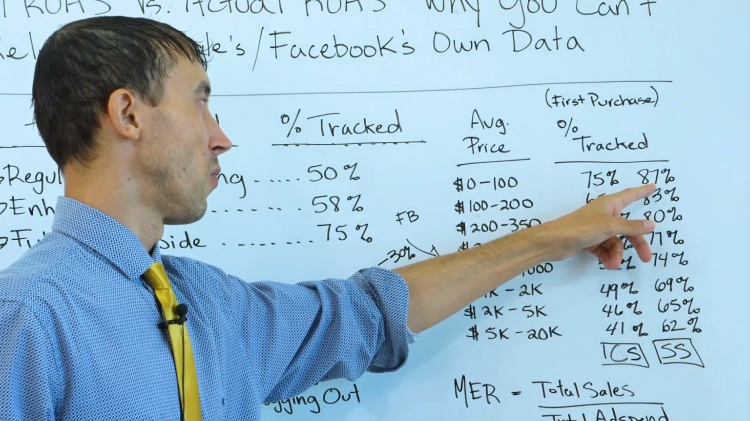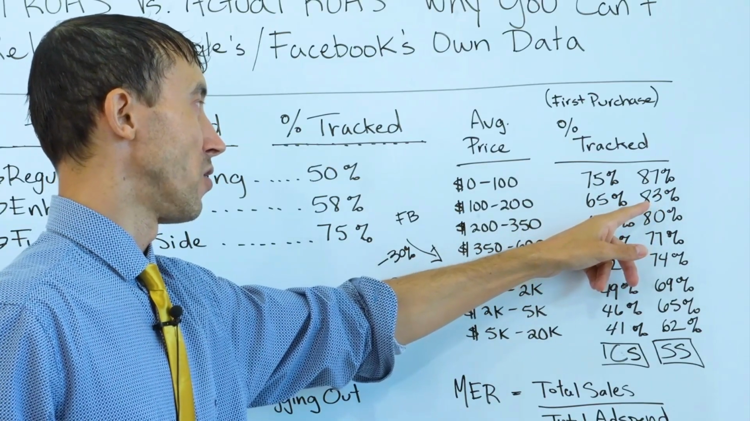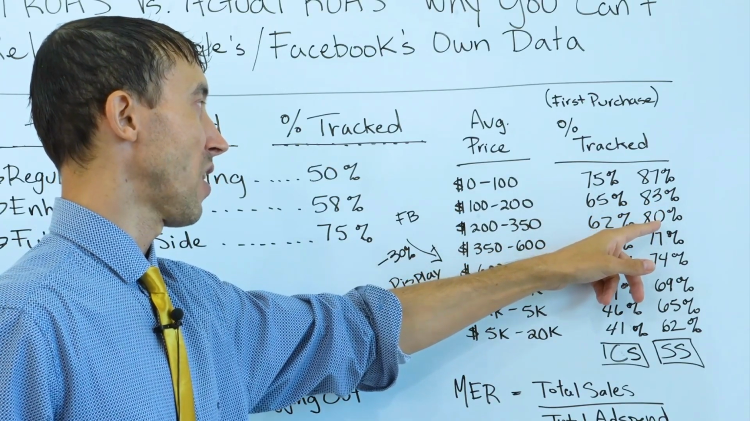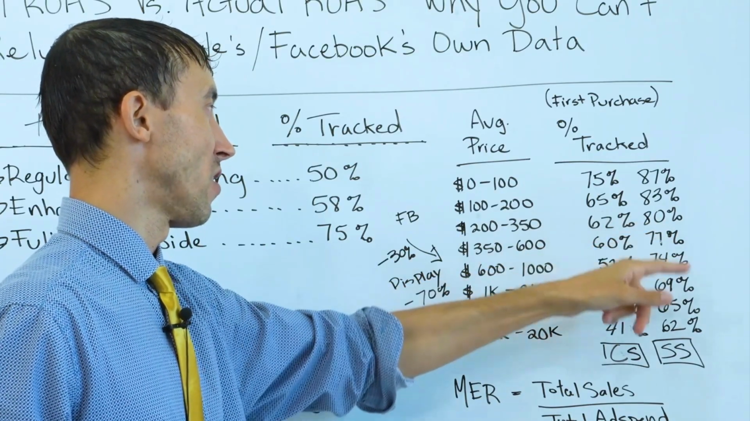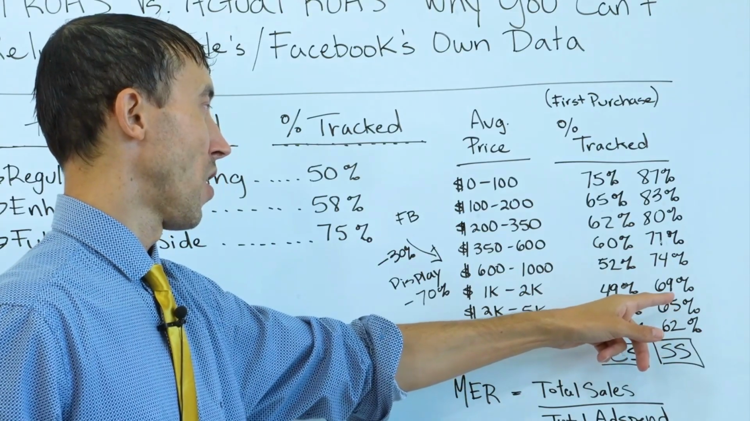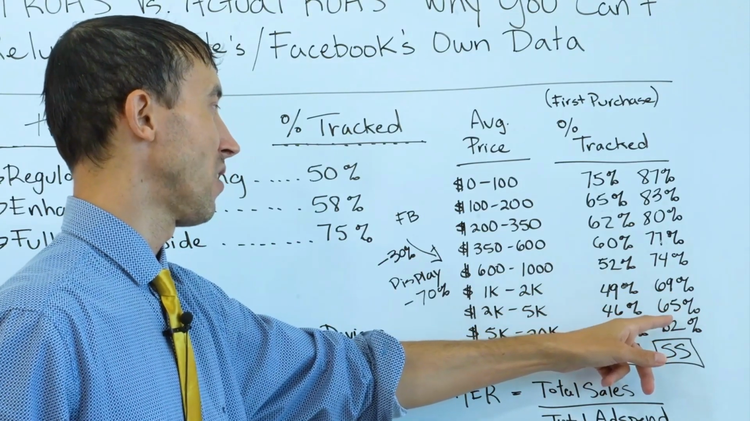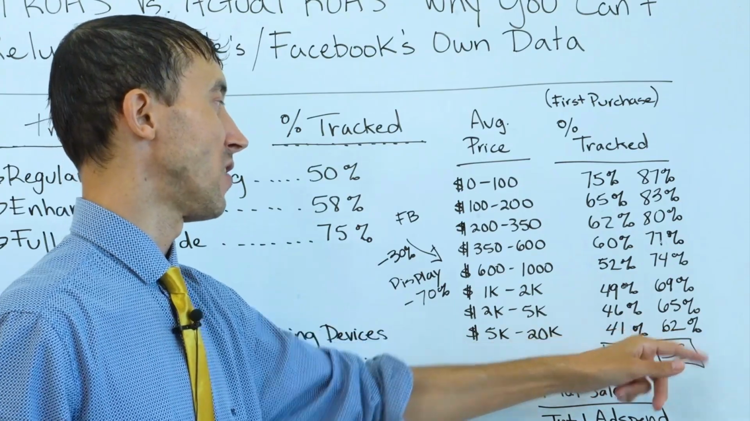Now, if you've got server-side tracking with your ad account and you're rolling with that, less than $100 of whatever you're selling, you can track 87%. So it's pretty good. 100 to 200 though, you've got only 83%. 200 to 350, it's 80%. 350 to 600, it's 77%. 600 to 1,000 is 74%. 1,000 to 2K is 69%. 2K to 5K is 65%. And 5K to 20K is 62%.